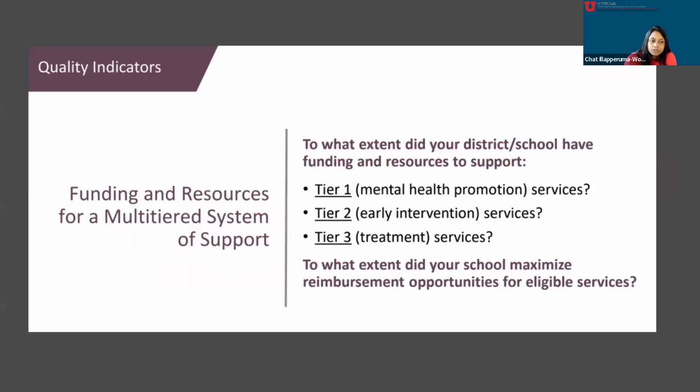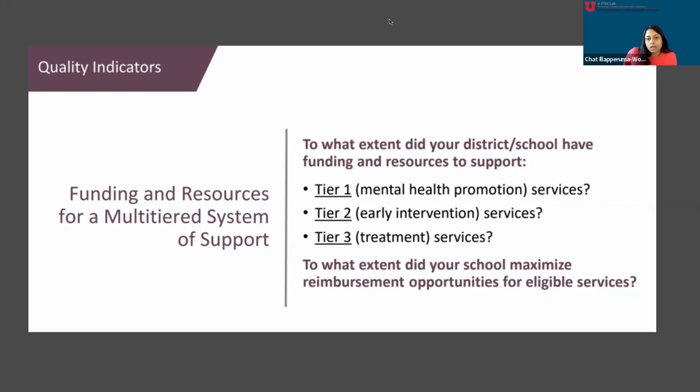So this is the next quality indicator. I'll give you a minute to read through this slide. It's a two-part question. The first part is about funding and resources to sustain all the tiers in a school mental health framework.